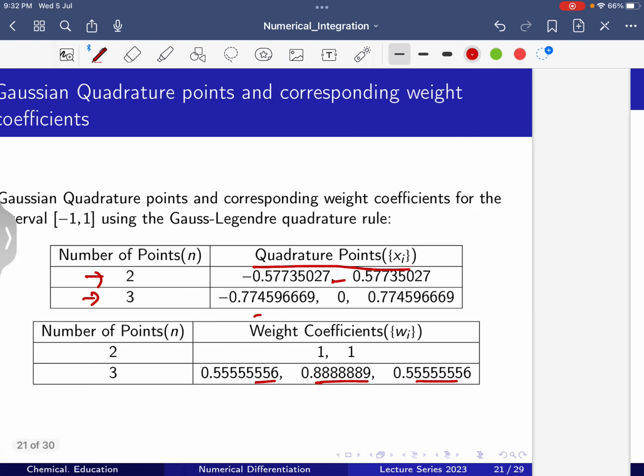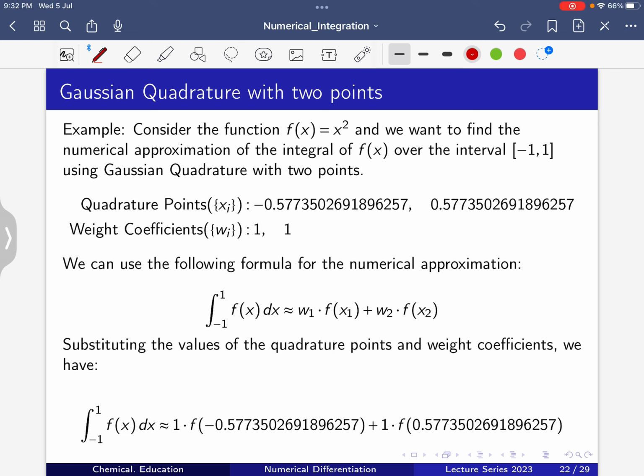Now here I am showing one example: Gauss quadrature with 2 points. Using 2 points, how do you calculate? We know that using 2 points, the integral from -1 to 1 of f(x) dx is w1 f(x1) plus w2 f(x2). As I am taking 2 points, the x_i values are -0.577 and 0.577, and the weighting function values are 1 and 1.